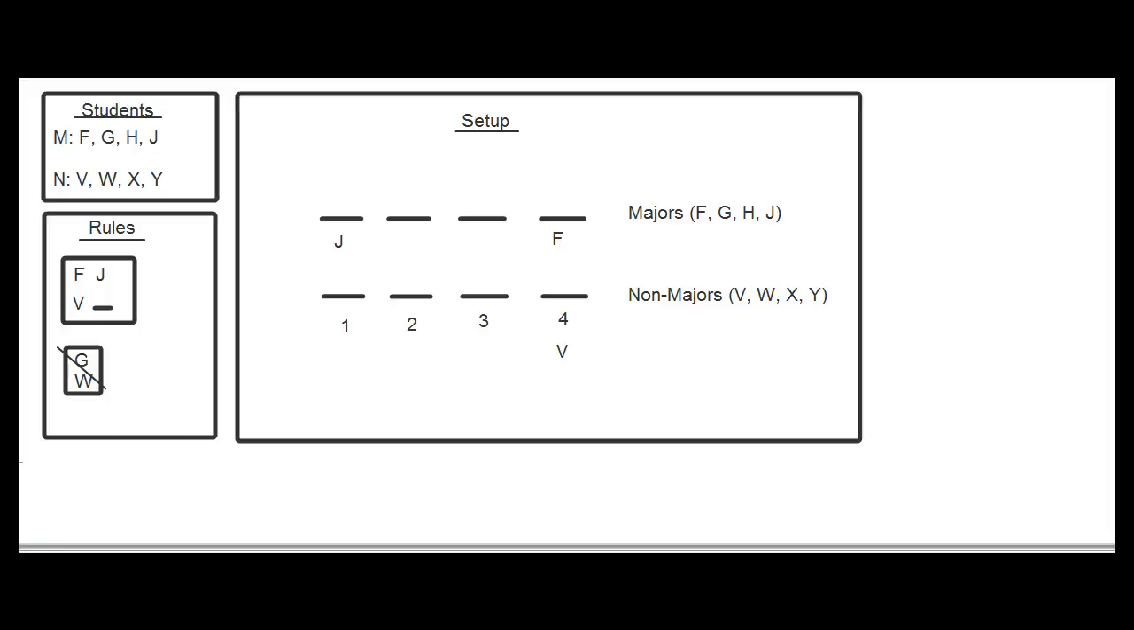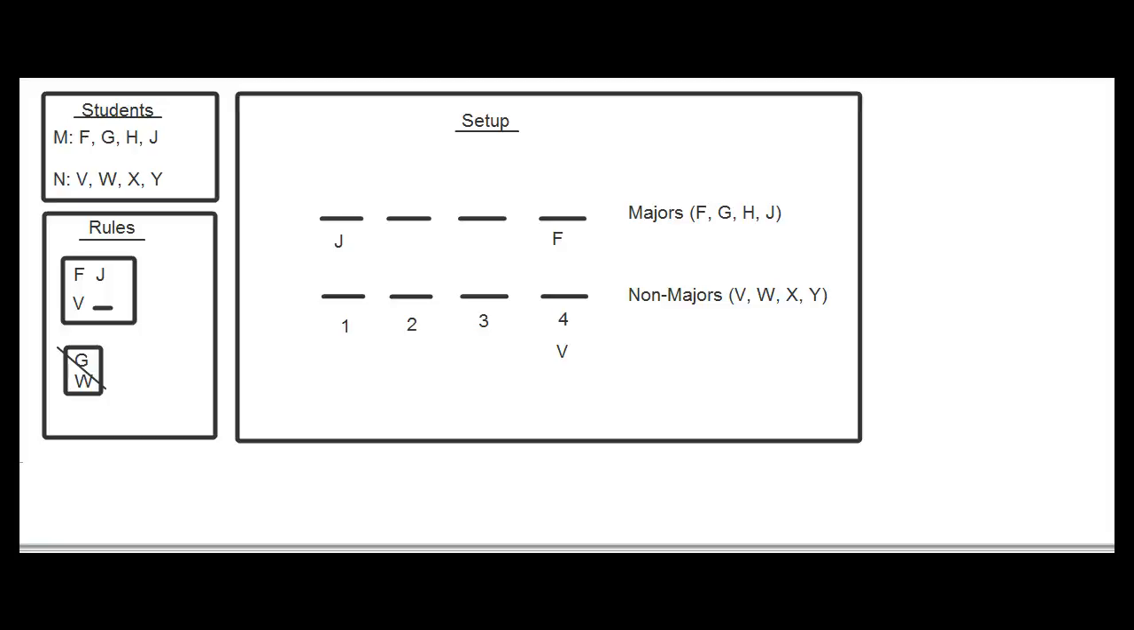So number 3 says, if Gwen and Henry are not assigned to consecutively numbered benches, which one of the following must be true? So Gwen and Henry are not assigned to consecutively numbered benches. What is that going to tell us? Gwen and Henry are both majors, right?